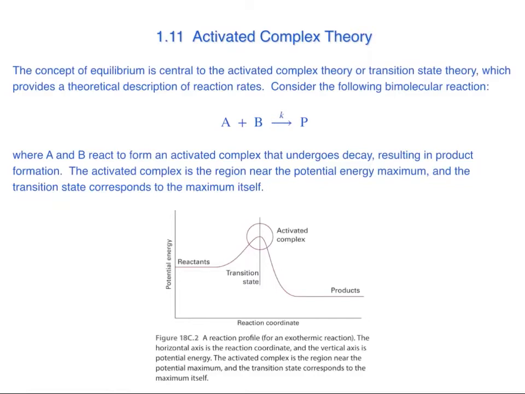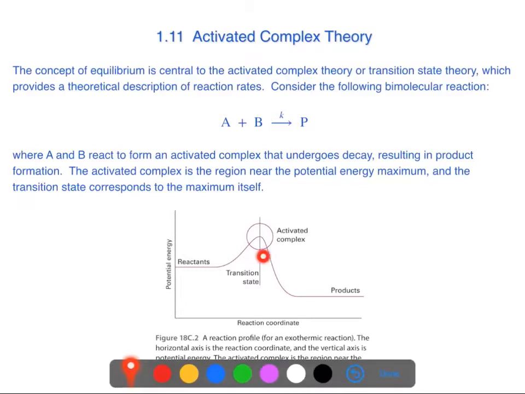Let's consider the following bimolecular reaction, where A and B react to form an activated complex that undergoes decay, resulting in product formation. As you can see in this figure, the activated complex is the region near the potential energy maximum, and the transition state corresponds to the maximum itself.